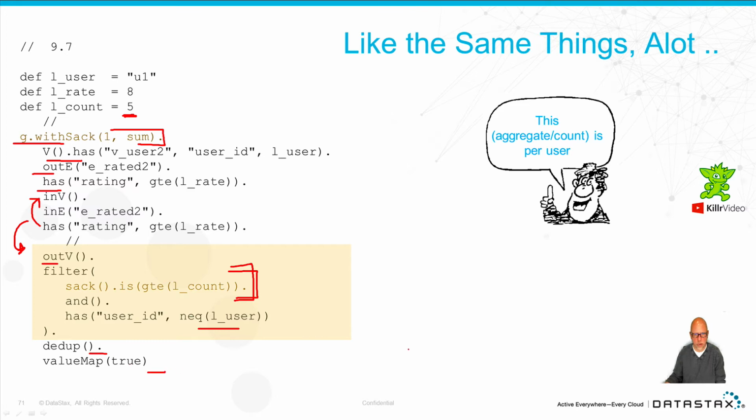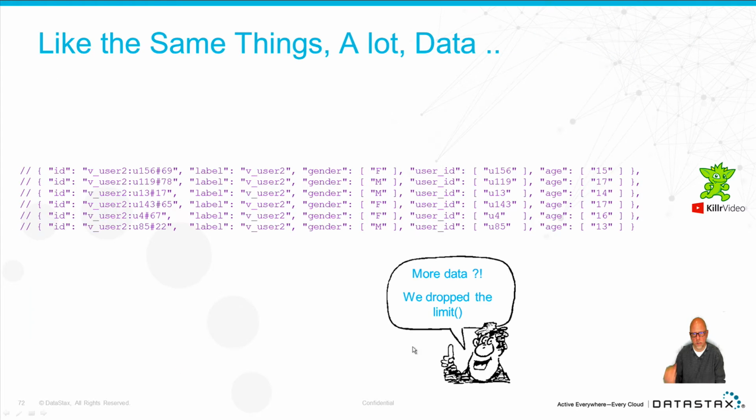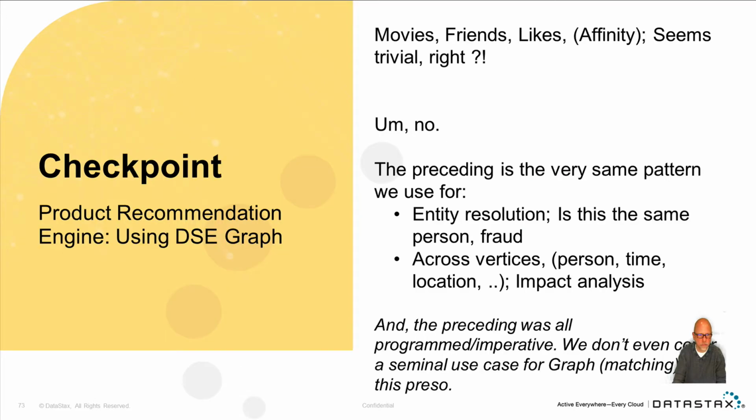Dedupe, value map. Here's the data. These are users who have rated the same things that I have rated 5 or more times. We like the same things a lot. They rated it 8 or higher. Checkpoint.